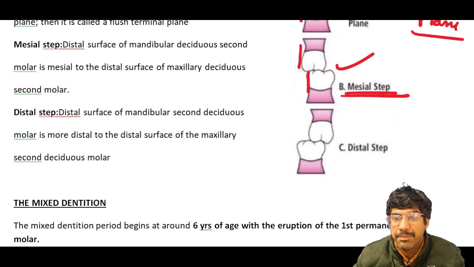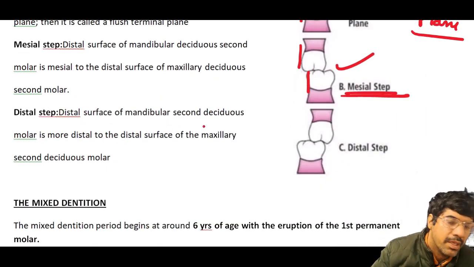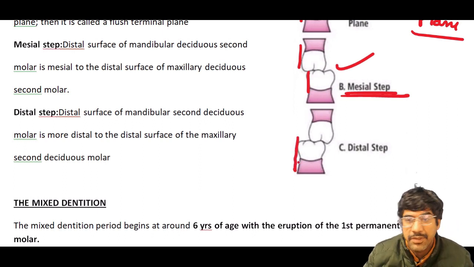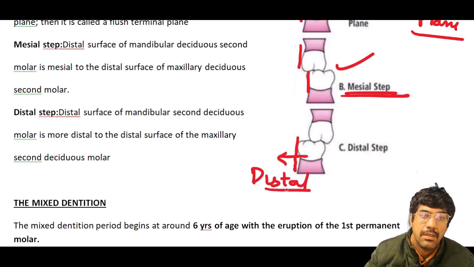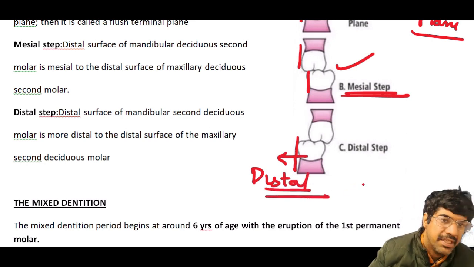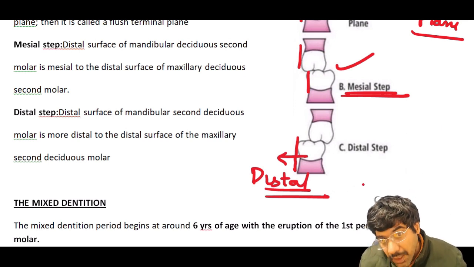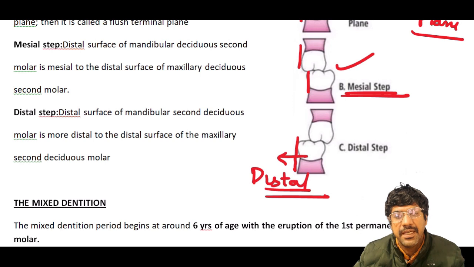This is mesial step, and a distal step is when the distal surface of the mandibular second deciduous molar is more distal to the distal surface of the maxillary second deciduous molar. Next is the mixed dentition period.